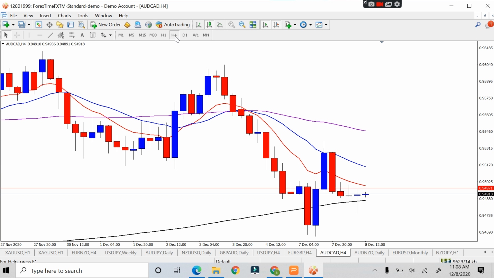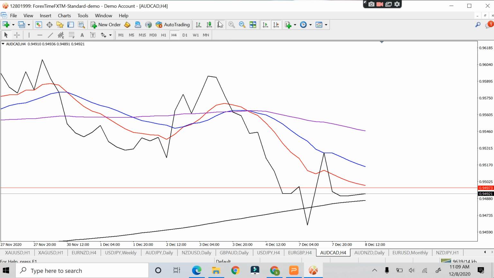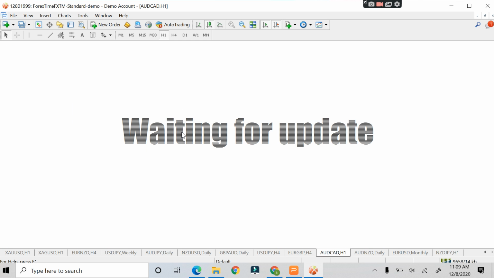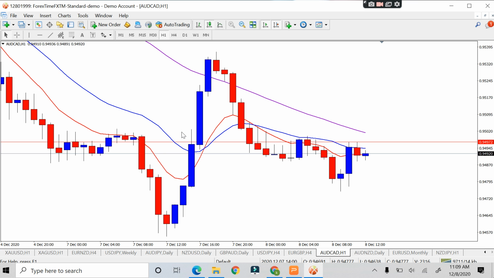So on the H4, you can see that the market is still just going down, down, down. And you can see a lot of indecision candles forming here. So for me, I'll be waiting to see what happens after all this waiting game. For me it's a sell bias, but I am waiting to see if that actually plays out for the AUD/CAD.